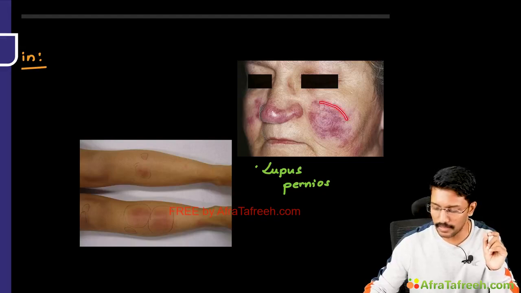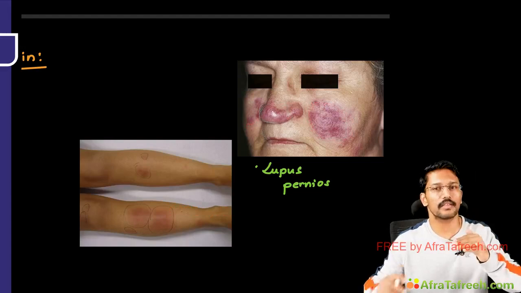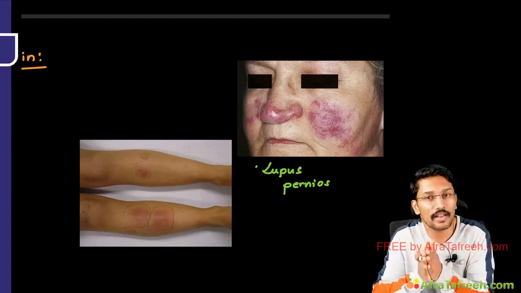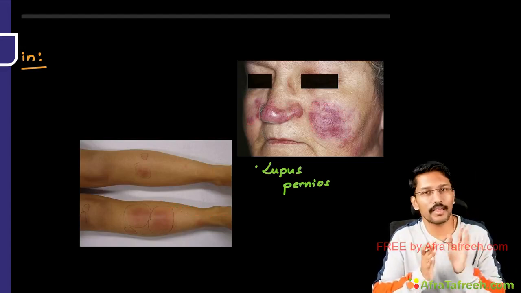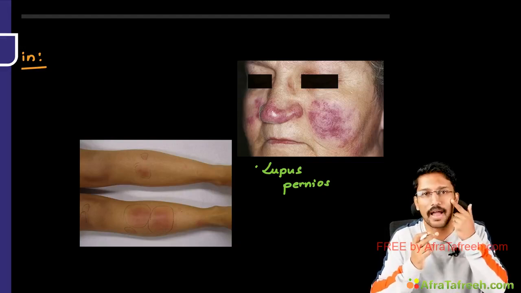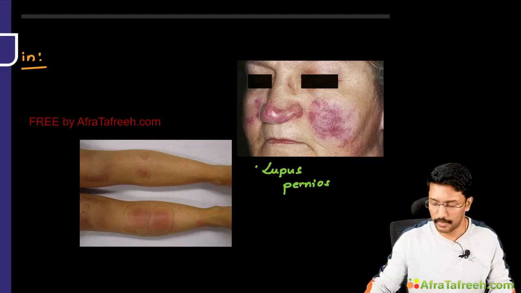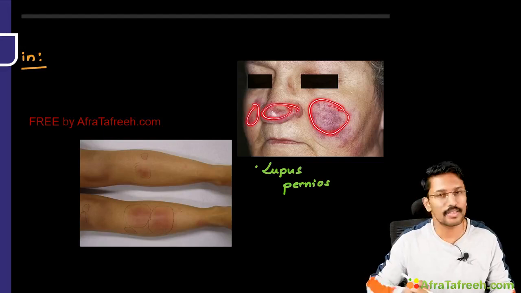So what you're seeing here, all these erythematous areas, these are the areas where underneath the skin, including the skin, there are granulomas. In SLE, there are no granulomas, so it is a flat lesion. It is not a palpable lesion. But in case of lupus pernio, these are palpable lesions.